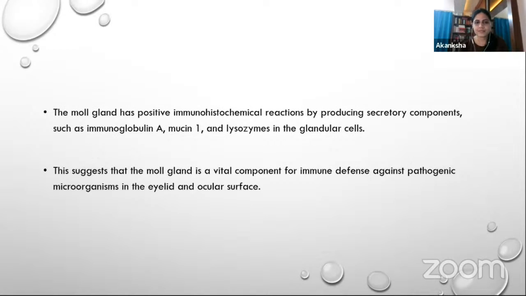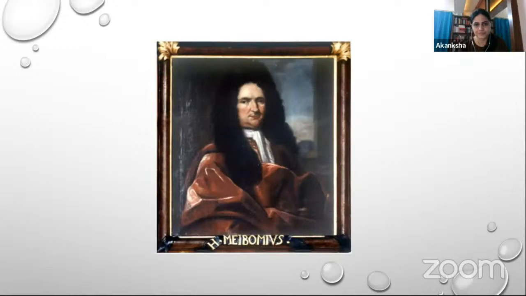The Moll gland primarily has a role because it has secretory components such as immunoglobulins, mucins, and lysozymes. So they do have a preventive role for preventing any infections, and it's a very vital component for the immune defense against any microorganism. Now, it's important to know the history of whatever we are studying today or understanding about.